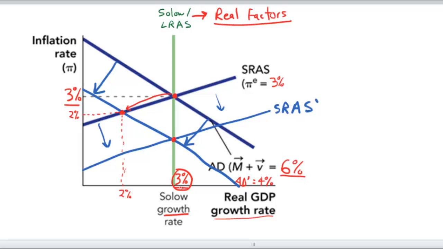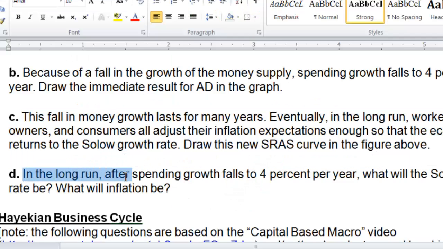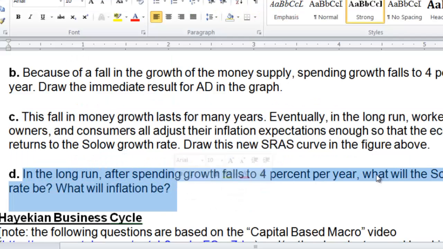If we're back to 3% real growth, we've got 4% spending growth. What's the inflation rate? Well, it's the difference between the new spending growth level and we're back to the original solow growth level. Look, that has to be 1%, okay? And that's the answer to the final part of the question. After spending growth falls, what will the solow growth rate be?